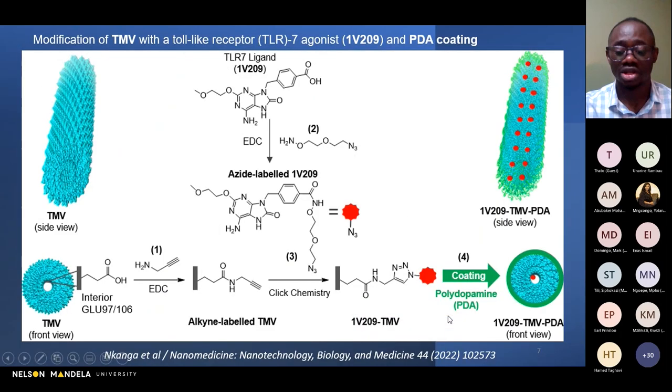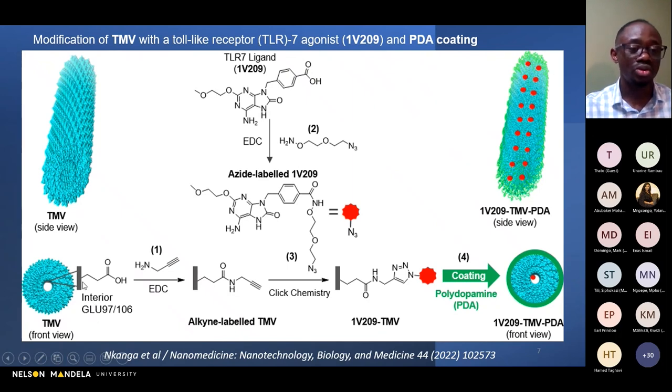So next, we decided to equip the tobacco mosaic virus with an immunomodulatory agent as an adjuvant. In this case, we chose to work with a TLR7 agonist, a toll-like receptor agonist called 1V209. And we had to conjugate it internally inside of the tobacco mosaic virus. As I said, we have a 4-nanometer channel where we've got a couple of reactive chemical handles from the amino acids, particularly glutamates.